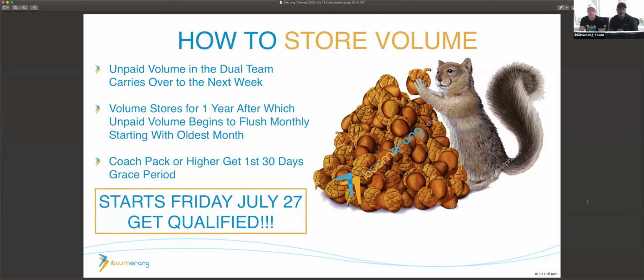Unpaid volume in the dual team carries over to the next week, okay? And it will continue to do that for a year. And after a year, unpaid volume will begin to flush, but it doesn't flush all at once. It flushes monthly, right? So what does that mean? It means that in the 13th month of your business, the system's going to look back and see if you still have any unpaid volume from the first month of your business, and it'll flush that.